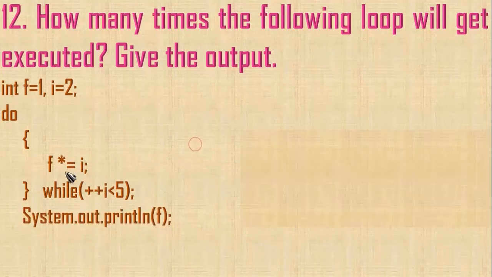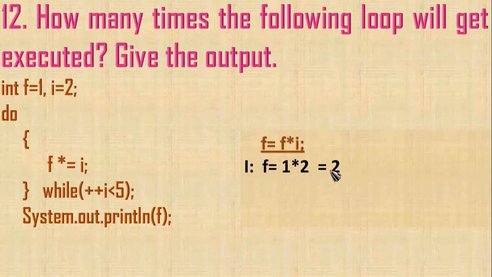So now we know f *= i can be written as f = f * i. So f's value is 1. So 1 into 2, it becomes 2, and then the condition given is ++i. So already i's value is 2. It is pre-increment. It becomes 3 and then checks whether it is lesser than 5 or not. So it is true. So again it enters the body of that loop.